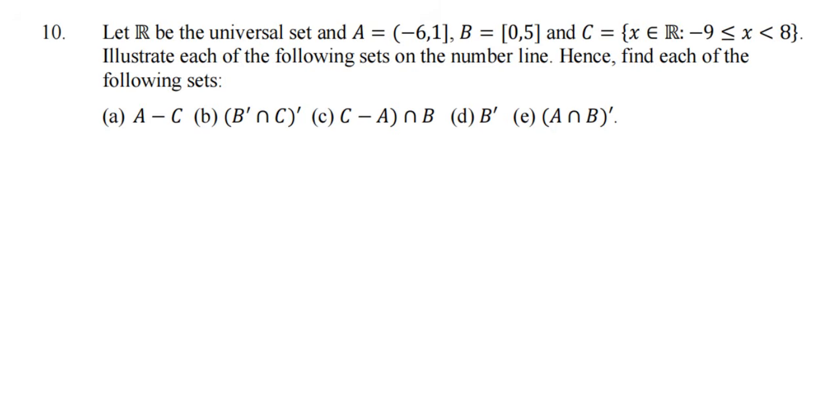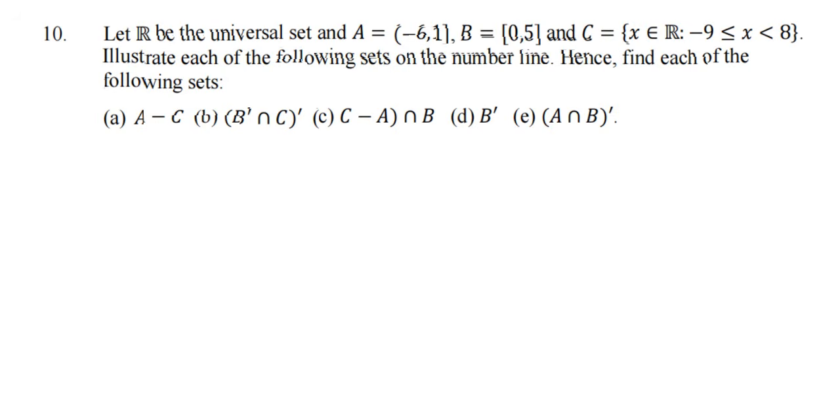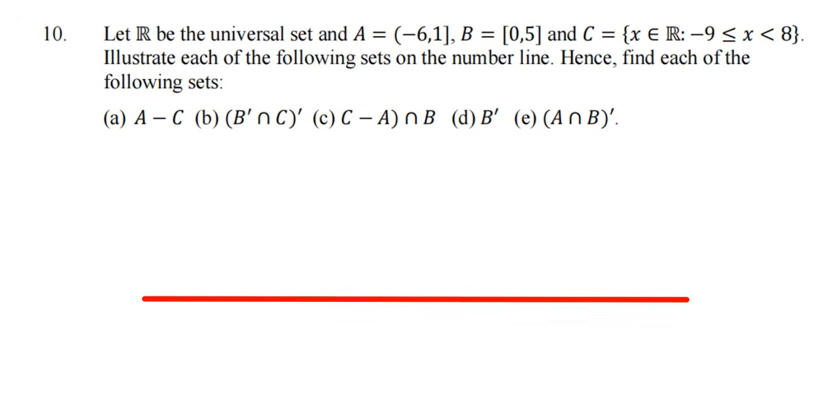Let's solve question number 10. So for question number 10, we're told to let R be the universal set and A is equal to that, B, that, and that. Then we're told to illustrate each of the following sets on the number line, hence find each of the following sets. So yes, you have to first show these sets on the number line, then from there that's how we'll be able to solve. So we can also draw a number line here.